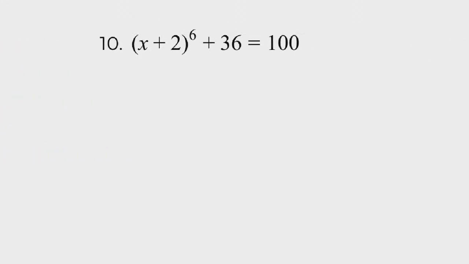Okay, next one. So we're going to start with the same thing. We're going to isolate whatever has the exponent. So that would be this part here. So that means we first have to subtract 36 on both sides. And we get x plus 2 to the 6th power equals 64.